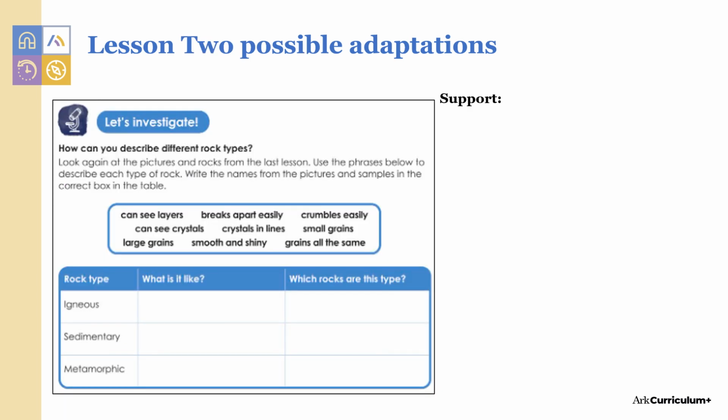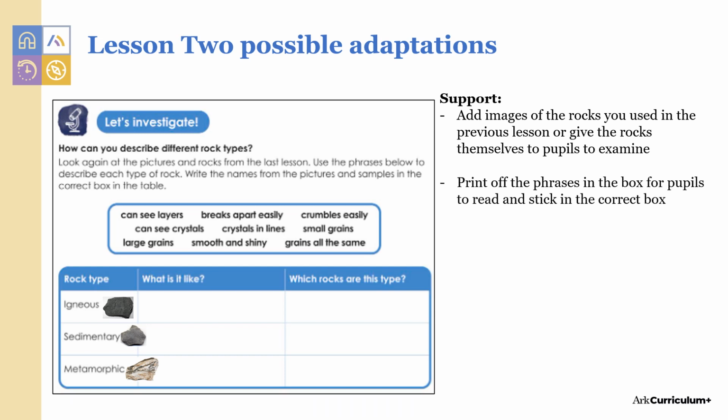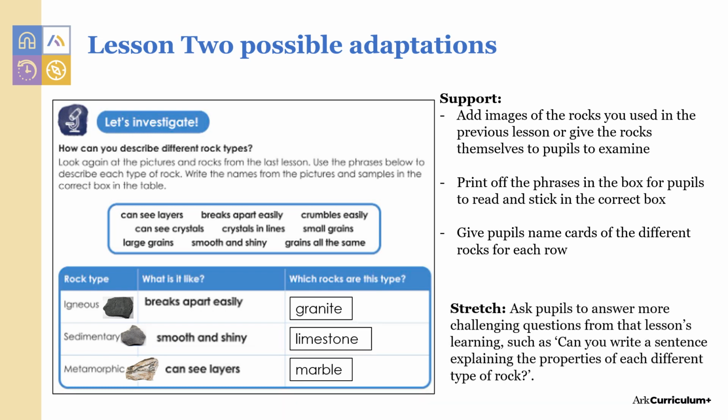In Lesson 2, pupils need to undertake an investigation. Support pupils by adding images of the rocks you used in the previous lesson, or give the rocks themselves to pupils to examine. Print off the phrases in the box for pupils to read and stick into the correct box, and give pupils name cards of the different rocks for each row. Stretch pupils by asking them to answer more challenging questions from that lesson's learning, such as, can you write a sentence explaining the properties of each different type of rock?